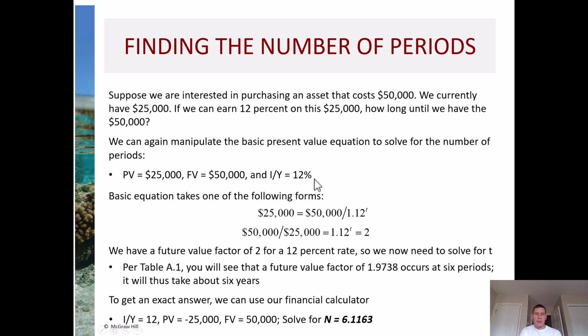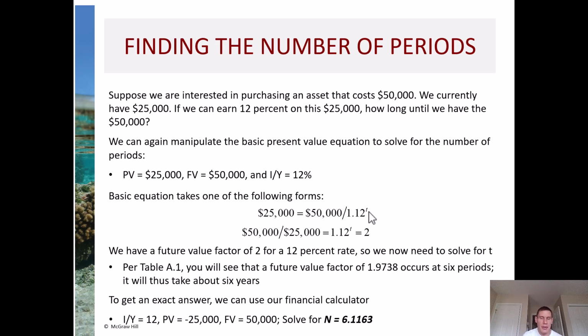The basic equation takes one of the following forms. You can do it either way, but probably the top one is easier. 25,000 equals 50,000 over 1.12 to the power of t. So we have a future value factor of 2 for a 12% rate, and we now need to solve for t. If you look at the table, 8.1, you will see a future value factor of 1.9738 at the intersection of 6 periods, on the vertical axis, and 12%, so it's about 6 years.